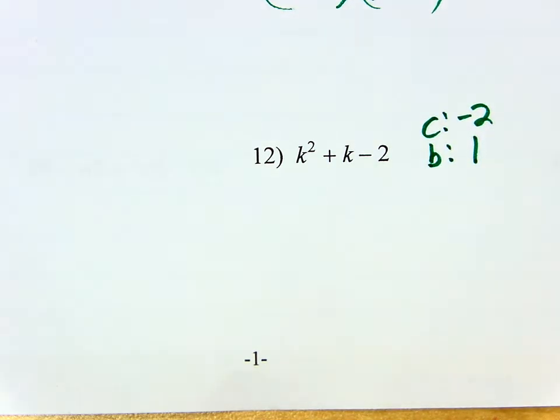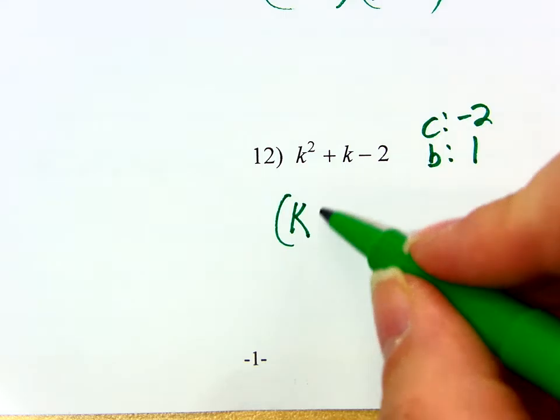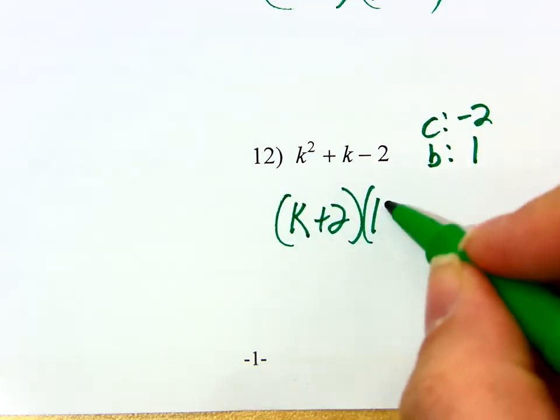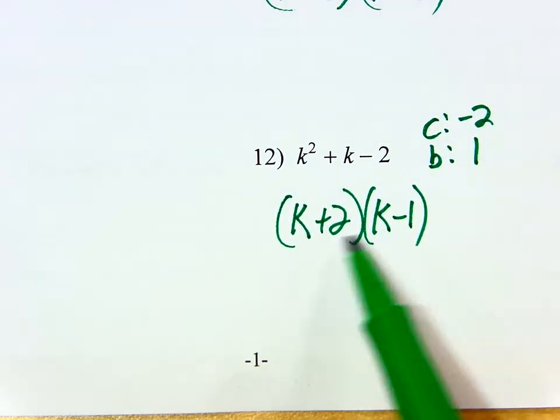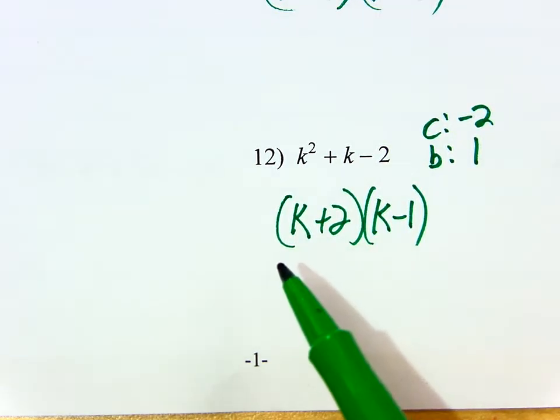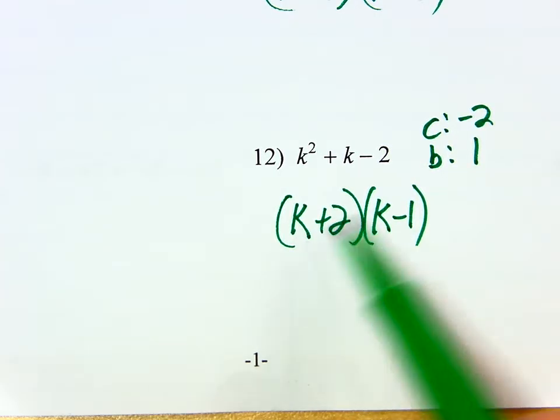So you want two numbers that multiply to get you negative 2 that add to be positive 1. What would those be? What is it? A positive 2 and a negative 1. If you are not so good at these, foil it back together and just make sure that your signs work. I can't tell you how many kids have the numbers right, but they swap the signs. Take a minute and just foil it back together.